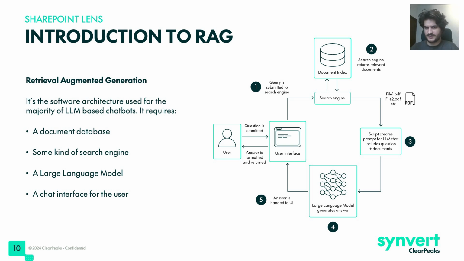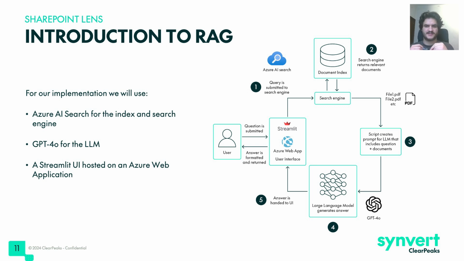So we need four things. One, some kind of UI, a search engine, a document database, and a large language model. In our case, we decided to go with Azure Services for everything. For the search engine and the search index, we went with Azure AI Search, which used to be called Azure Cognitive Search, so you might know it as that, but it's the same service. For the large language model, we went with GPT-4o. And for the web application, we went with Streamlit, hosted on an Azure Web App Service.